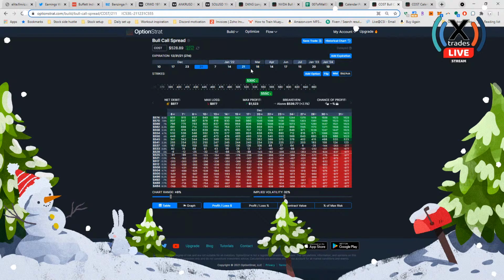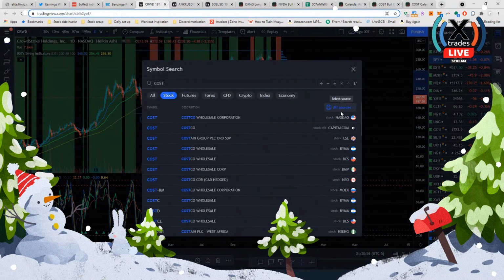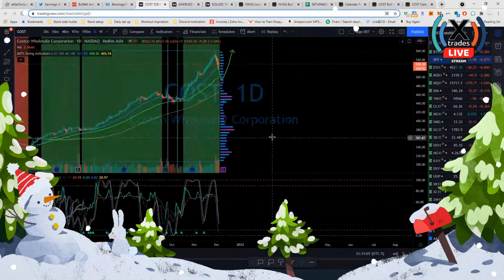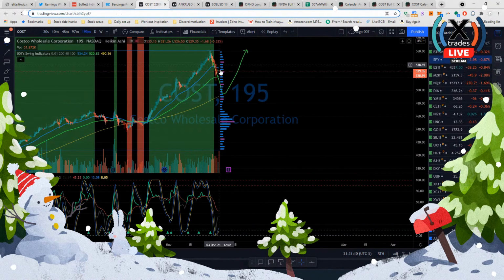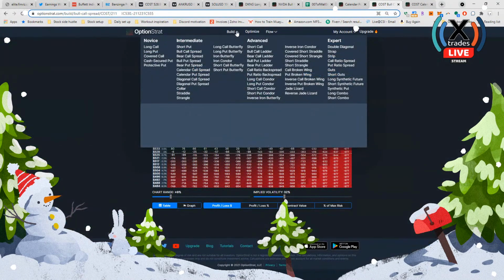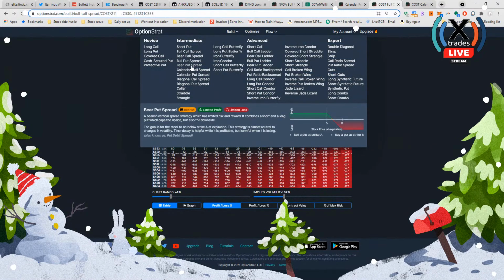Verticals are pretty useful if you want to go a little bit further out. You're just looking for things to move in your direction. Let's pull up Costco as an example again. Let's say I'm looking at Costco. I see that it's about to break that area of support right here, and I think that it could continue to break the support and go down a little further to the 490s, right? It's a big move, but it's also not an impossible move.